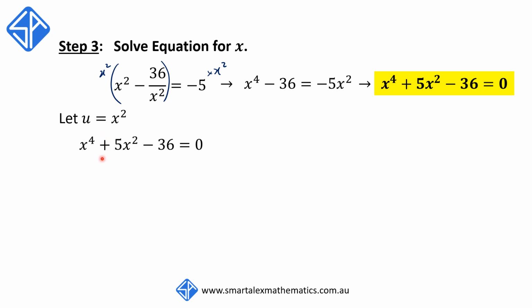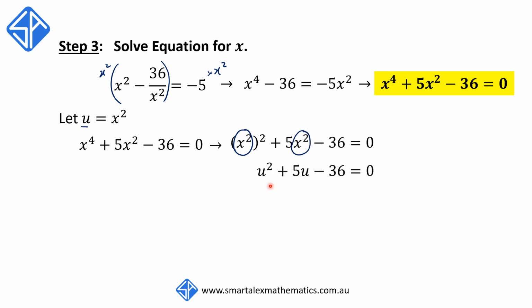So this equation, x to the 4 plus 5x squared minus 36 is equal to 0, we can express x to the 4 as x squared all squared, plus 5x squared minus 36 is equal to 0. Then we're going to replace all these x squared terms with the variable u. So we have a quadratic equation in terms of u, which is u squared plus 5u minus 36 is equal to 0. Then we're going to factorize this monic quadratic.